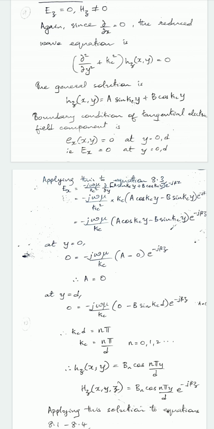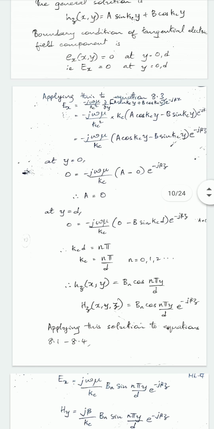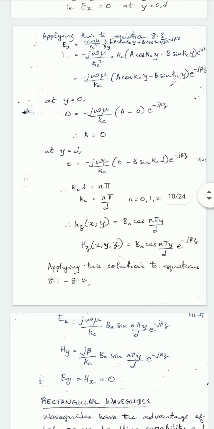So we can now apply the boundary conditions. At y equal to 0 we will get A equal to 0, and y equal to d means kc into d should be equal to n pi, or kc is n pi by d. So you will get Hz(x,y) is Bn cos(n pi y by d), or Hz(x,y,z) is Bn cos(n pi y by d) e raised to minus j beta z.